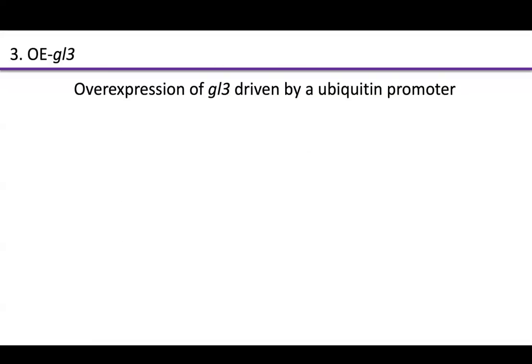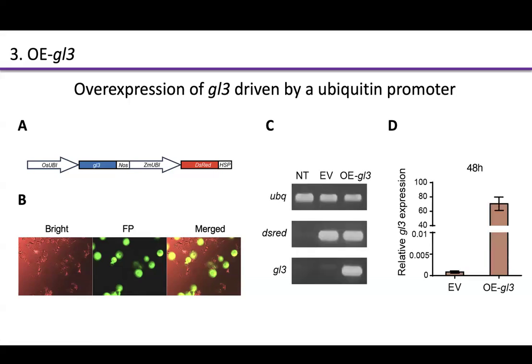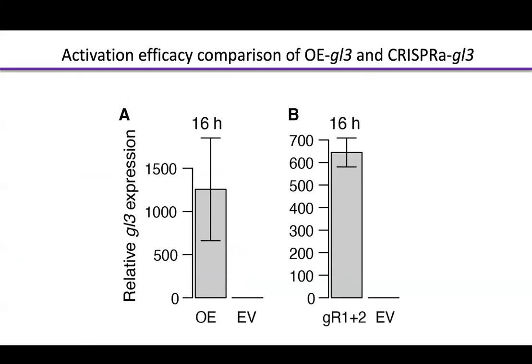We also tested the impact of overexpressing GLOSSY3 using a strong promoter, ubiquitin, here from Oryza sativa. Again, we're using the protoplast system, and the fluorescence signal indicates we have a decent transformation efficiency. Around 50 to 80% of the protoplasts can be transformed with our plasmid. We performed qPCR, and GLOSSY3 can be highly induced by the strong promoter. We also compared these two methods, the OE method and the CRISPRa method, and found that both show a comparable fold change of GLOSSY3.